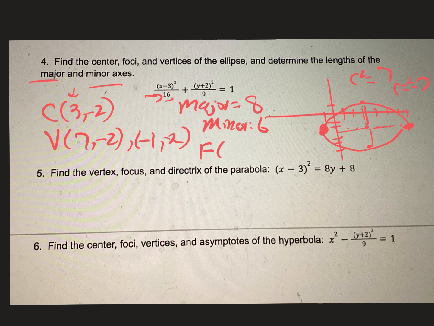And the foci are on the major axis, so you have to add it to the center of the major axis, which was the 3. So I'm going to do 3 plus or minus square root of 7 and negative 2. Notice the y coordinate did not change that whole problem. The minor axis number, or if you're doing a hyperbola, the conjugate axis, will never change all through the problem.